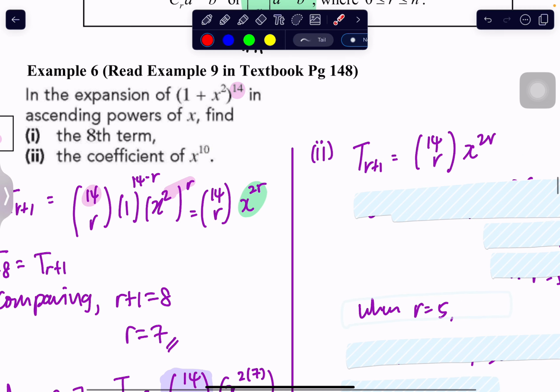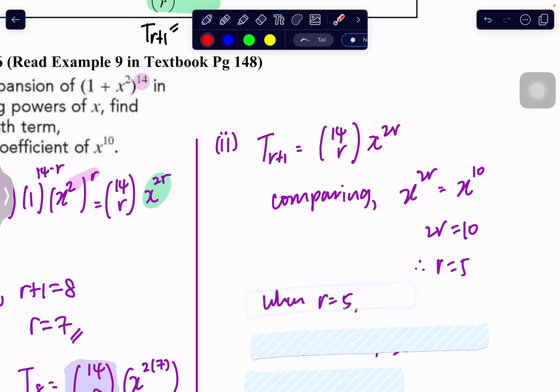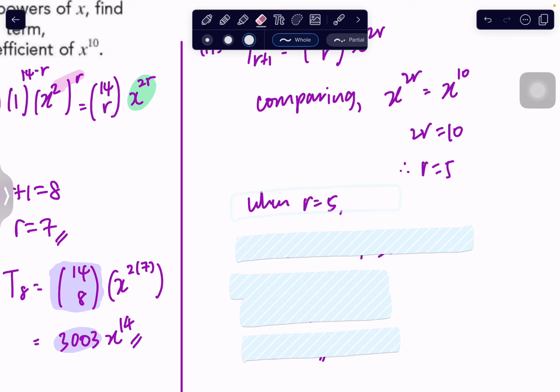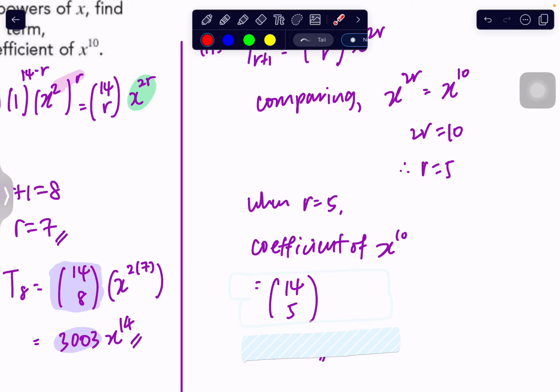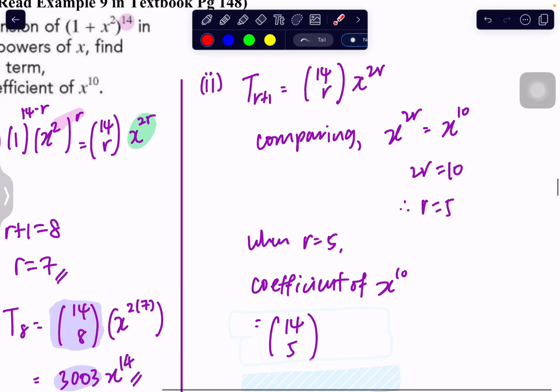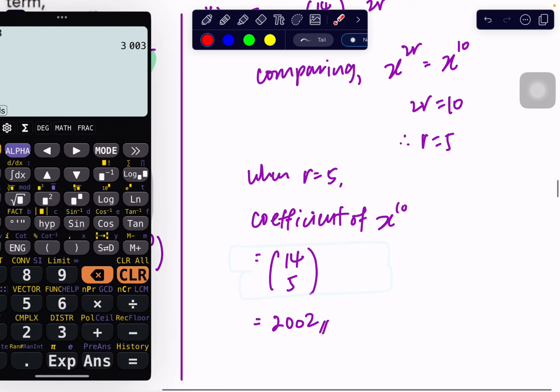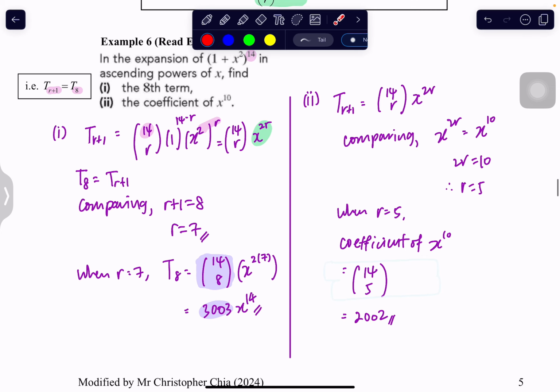Okay, so by comparing the powers, we have x power 2r equals to 10, so it means that their powers must be equal. And solving for r, we have r equals to 5. So when r is equals to 5, the coefficient of x to the power of 10 is none other than 14 choose 5. Using the calculator, we would obtain 2002. So that is the coefficient of x to the power of 10.